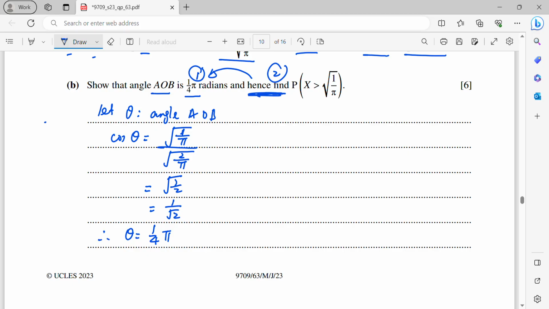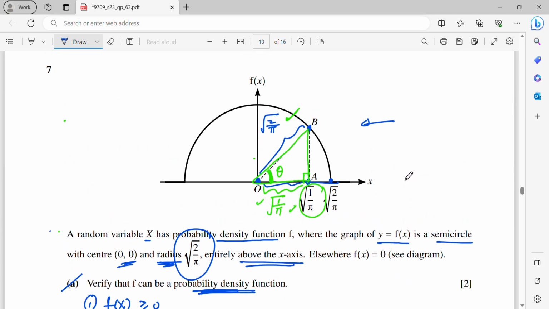Now, and hence, use this to solve the probability P(x greater than square root of 1 over pi). Remember, the probability is the same as the area. So you need to get the area under the curve, but greater than this x value, which means this is the area that you need to find now. To get this shaded region, you can use the area of a sector. This is the whole sector.